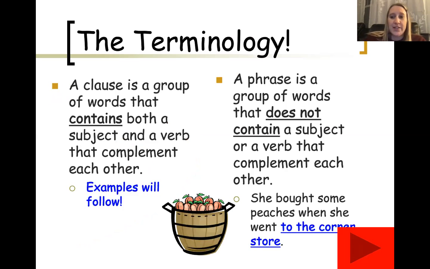We're going to talk about the differences between a clause and a phrase, because you'll come across these words, and there is a difference between the two. A clause is a group of words that contains both a subject and a verb that complement each other. A phrase is a group of words that does not contain a subject or a verb. An example of a phrase would be to the corner store. If I just come up to you and say to the corner store, you're probably going to look at me like, what is she talking about? So you need to make sure that you have a subject and a verb within your sentence so it complements each other and makes a complete sentence.